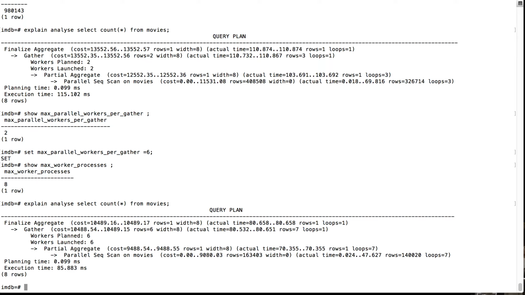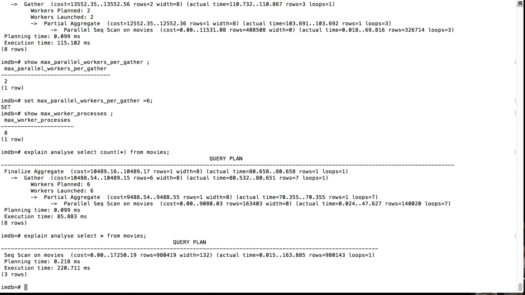Yes, there is. It is taking 85 milliseconds to complete. Before it was taking 115 milliseconds. That is great. Parallelism improves the performance of queries. Okay, let's experiment with something more. Let's fire some more queries on this.